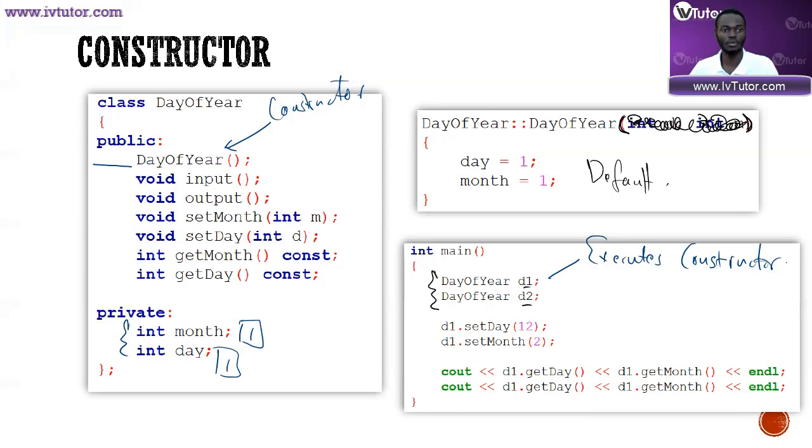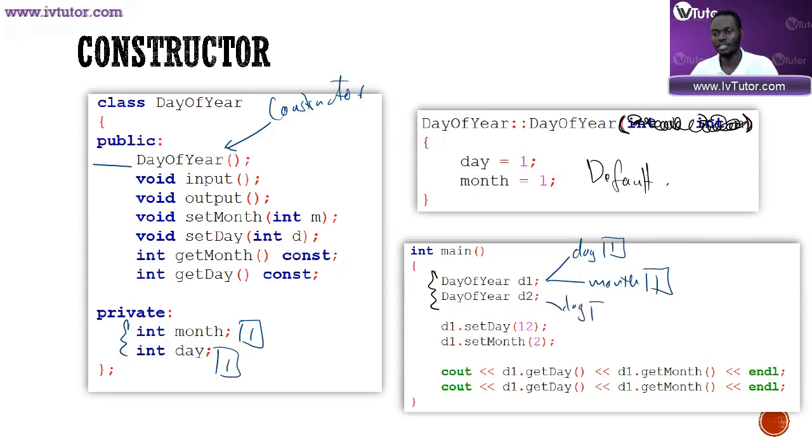Which means initially, after executing this line, your month, your day here is now 1. Your month here is now 1. Same applies here. Your day is now 1 and your month is now 1. Then you execute these 2 lines which say, set the day to 12, which means for D1, day becomes 12, and for D1, your month becomes 2.